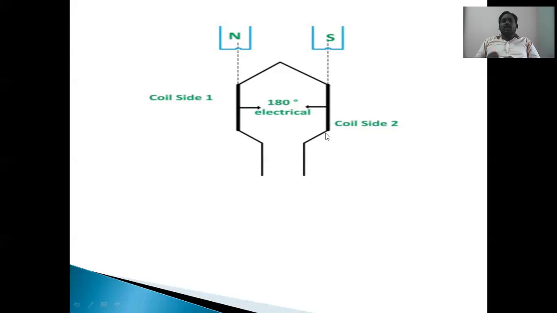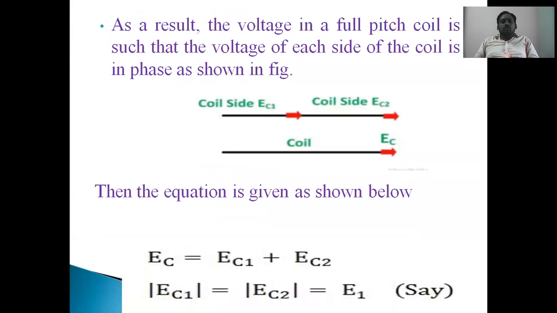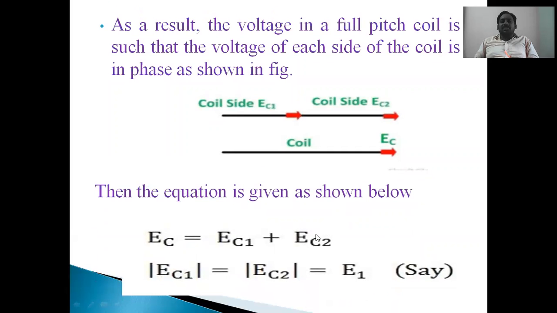That's why these two induced EMFs in coil side 1 and coil side 2, EC1 and EC2, are equal in magnitude and in the same phase. That's why the total voltage is equal to the arithmetic sum. So EC is equal to EC1 plus EC2, where EC1 and EC2 are the magnitudes. Let us consider E1, no problem. So EC is equal to E1 plus E2, which means 2E1.